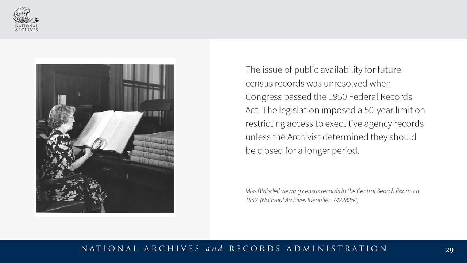The issue of public availability for future census records was unresolved when Congress passed the Federal Records Act in 1950. The legislation imposed a 50-year limit on restricting access to executive agency records unless the Archivist of the United States determined the records could be closed for a longer period. When the act was working its way through Congress, then Archivist of the United States, Wayne Grover, testified that census records were among the types of records that could be restricted beyond 50 years, but the records would eventually be made available to researchers and would not be restricted in perpetuity.